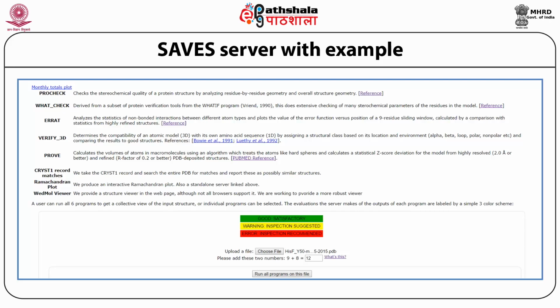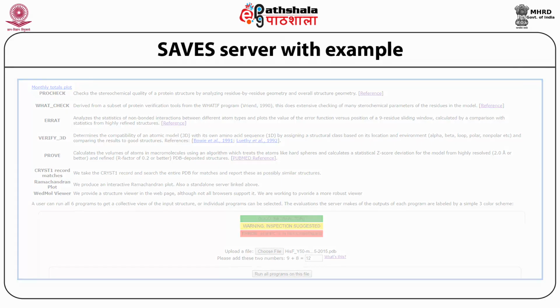Here you see that you are asked to add this number, because this is to check whether a researcher is doing this or whether any hacking is going on. That's why you see this 9 plus 8 number. So you upload your PDB or give the PDB ID and run all the programs on this file. Generally it takes half an hour to 45 minutes to run all the programs, and each one will produce a plot, which we will discuss in the later slides.